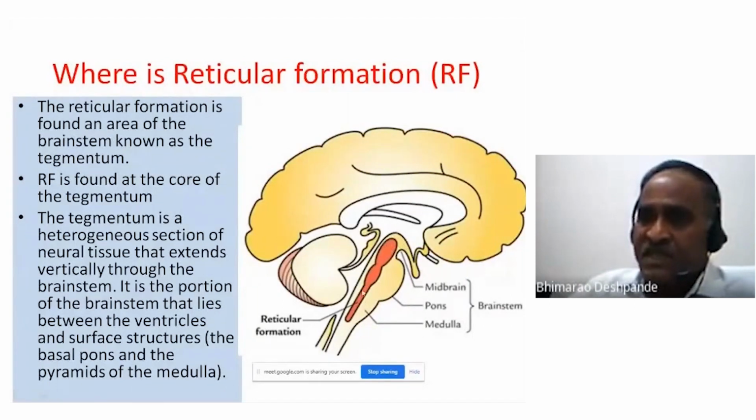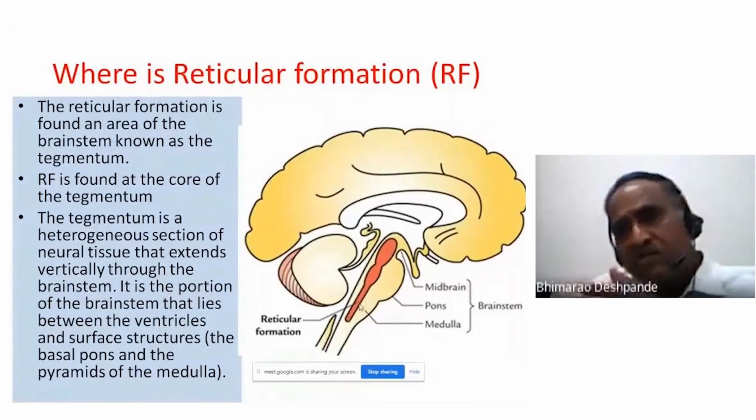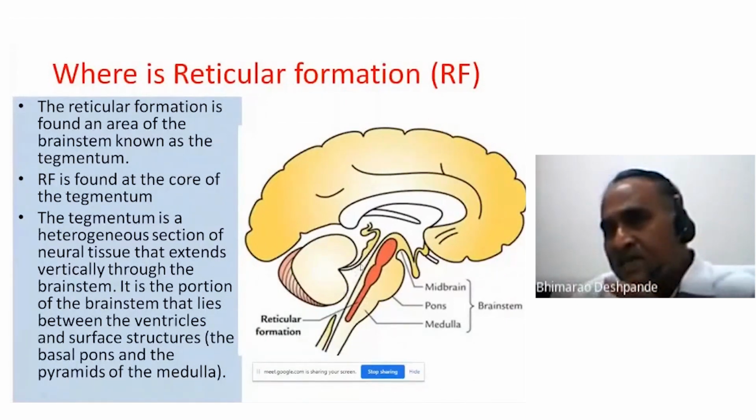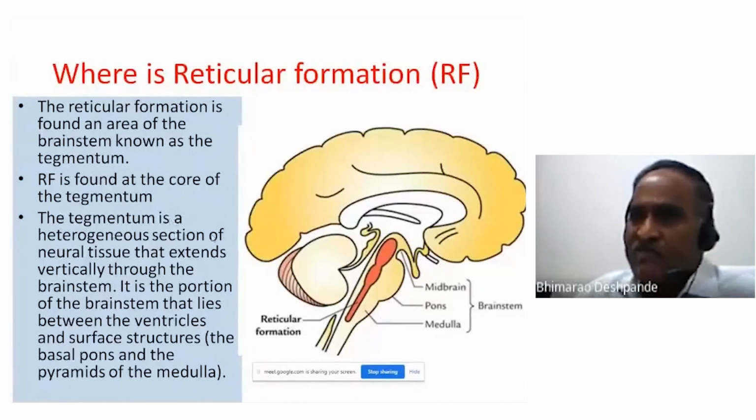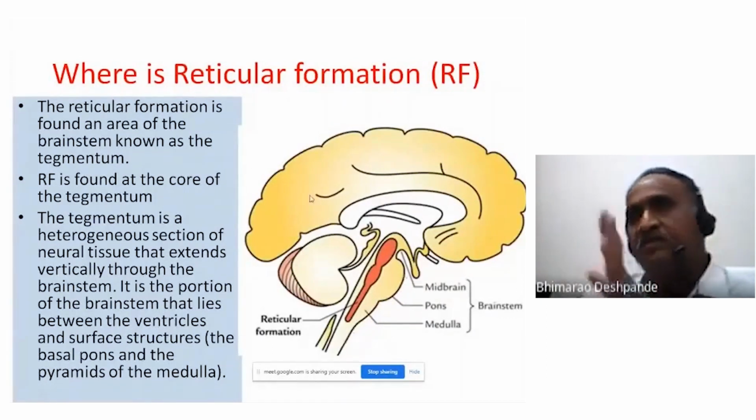It is the descent of this tegmentum, and it is located almost inside in the core. Now on this side is the ventricle. Here is the third ventricle, and here comes the lateral ventricle. You have the ventricles on one side, and on the other side, the surface of the pons and the medulla. Tegmentum is a heterogeneous section of neural tissue that extends vertically through the brainstem, like this. It's a portion of the brainstem that lies between the ventricles and the other surfaces, the pons and medulla. So that forms the reticular formation.